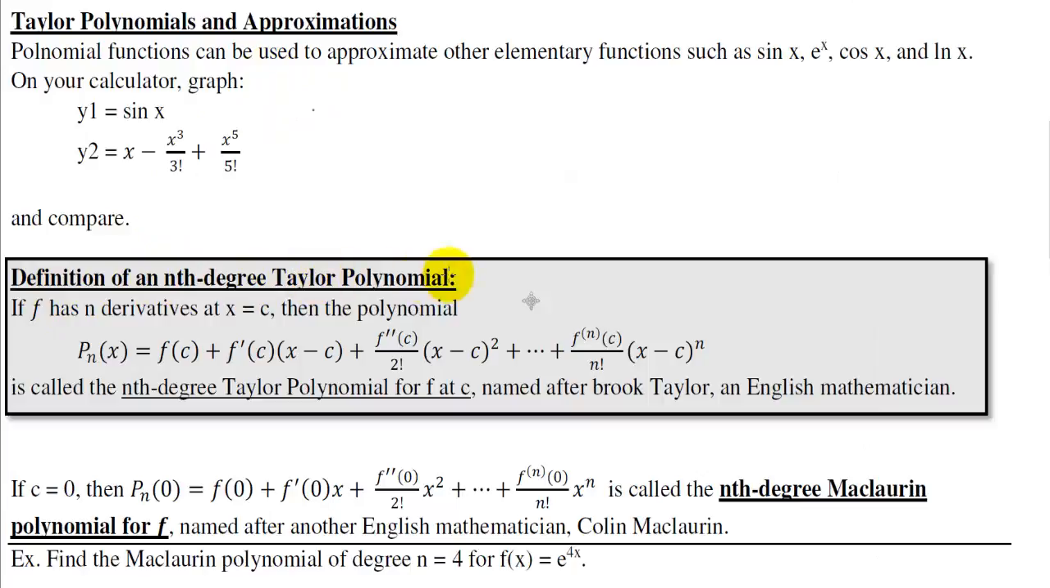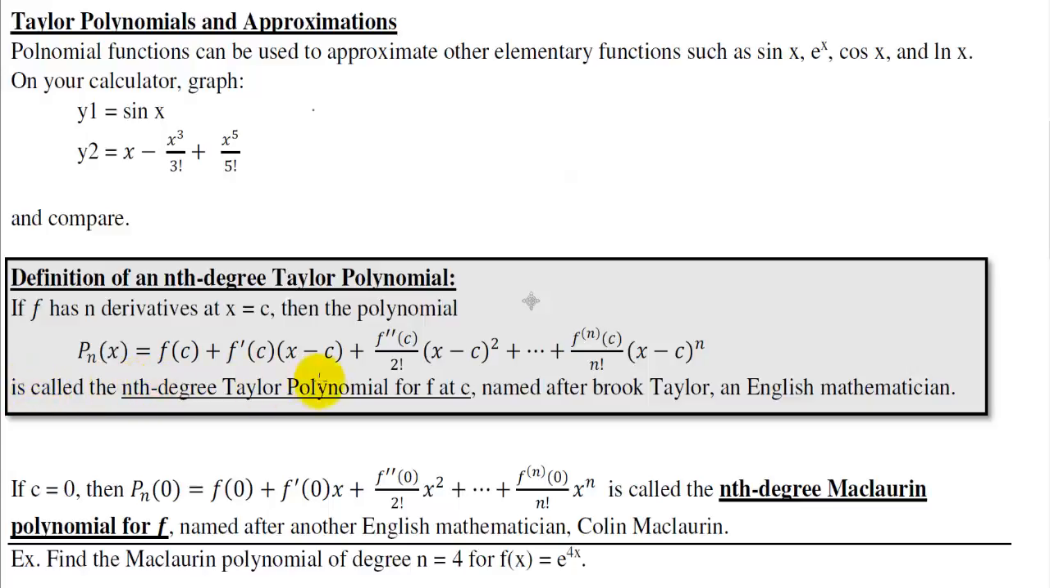Definition of an nth degree Taylor polynomial. If f has n derivatives at x equals c, then the polynomial p sub n of x equals f of c, first derivative, second derivative, third derivative, and so on. And notice it goes over 0 factorial, 1 factorial, 2 factorial, 3 factorial. And it's also x minus c to the 0, x minus c to the first, x minus c to the second, and so on. So we have this nice pattern with the Taylor polynomial.